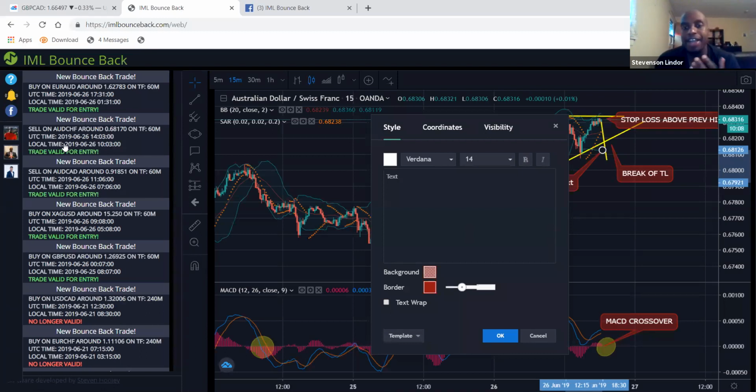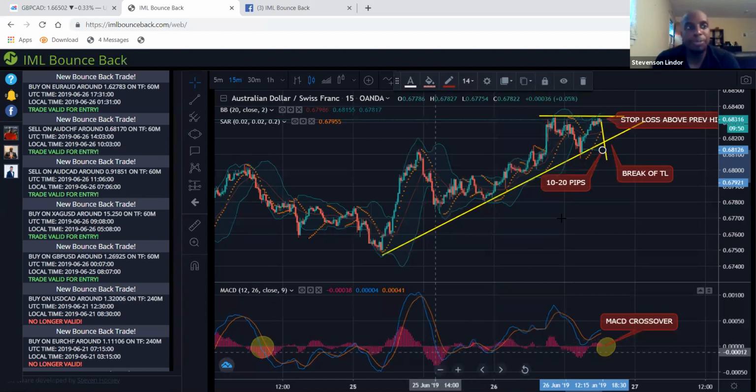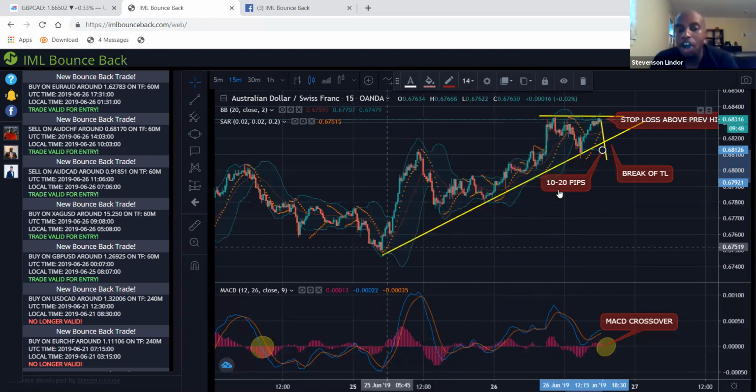Every trade is valid for about 48 hours. And if a trade is no longer valid and the parameters haven't been met yet, you can still take the trade, right? And all you're looking for is 10, 20 pips. 10, 20 pips gets popped out every single day, guys. 10, 20 pips is easy. If you have something that's going to help you easily grab 10, 20 pips, take advantage of it.